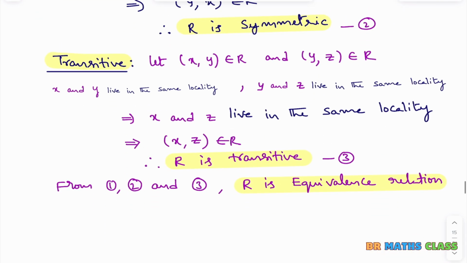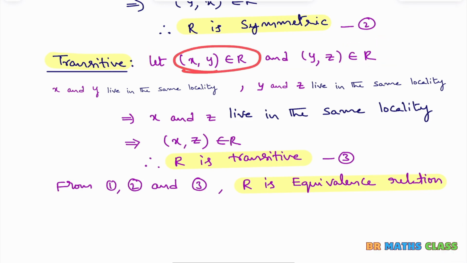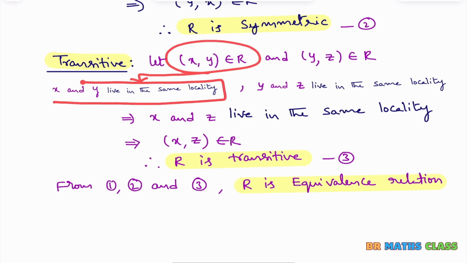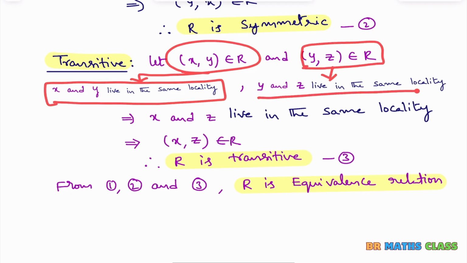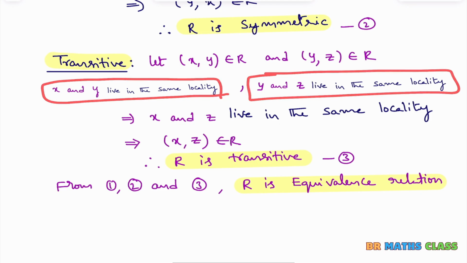Now I'll check transitivity. For transitivity, we will take a pair of ordered pairs like this: (x, y) belongs to R and (y, z) belongs to R. If (x, y) is in the relation, that itself indicates x and y live in the same locality. (y, z) belongs to R indicates that y and z live in the same locality. You observe in these two statements, y is common, right? That means suppose y is in some location A. So x and y are in location A, and y and z are also in location A.